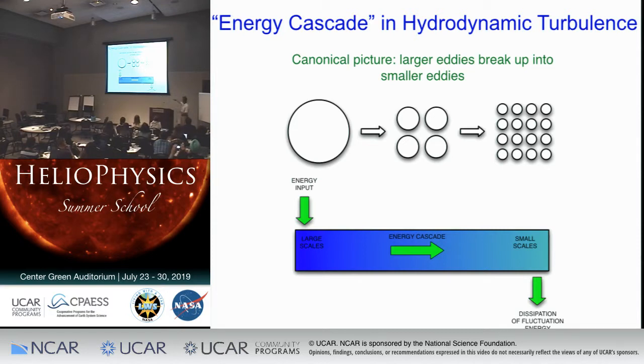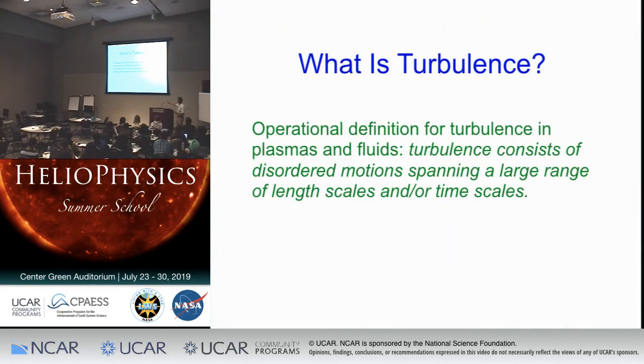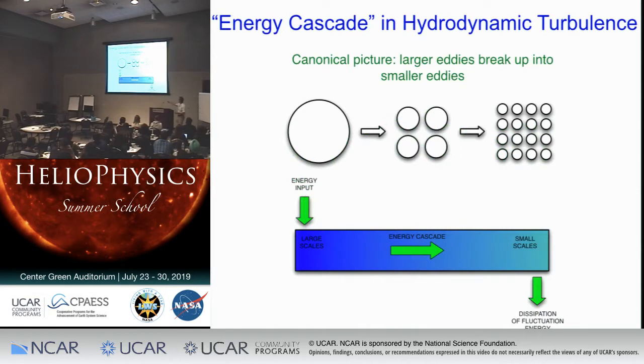Now you can think about this process of eddy breakup in the following abstract way. This rectangle here represents your system, in quotes, whatever it is. It could be water, it could be plasma. You put energy into this system by stirring. That's this energy input. Then energy, quote unquote, cascades to small scales. This is maybe the favorite word of turbulence researchers, the cascade. What is it? Well, it's the transport of energy from one scale to another, in this case, large scales to small scales. That's this process where eddies are breaking up into smaller eddies.